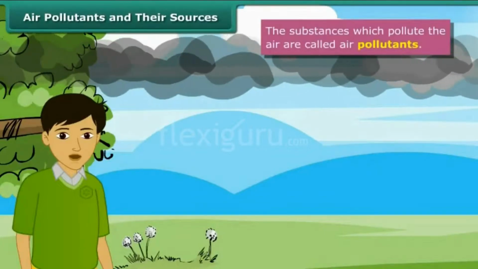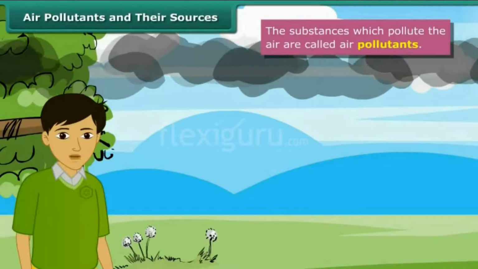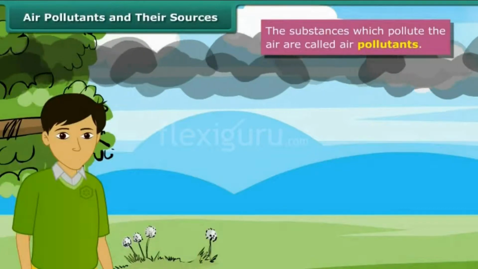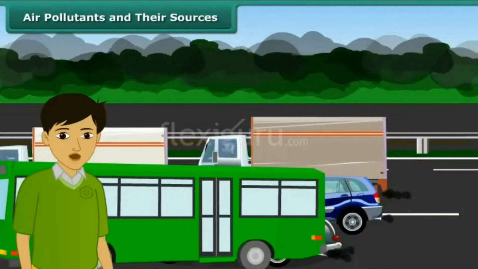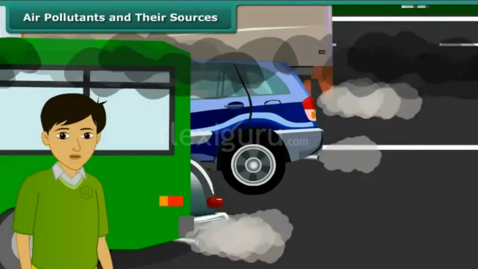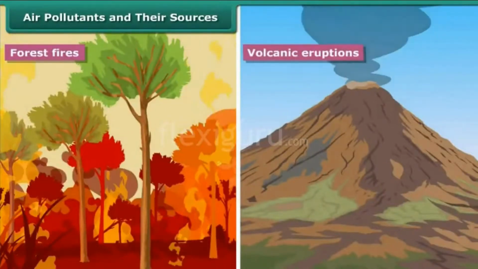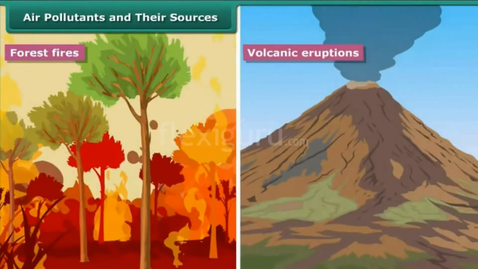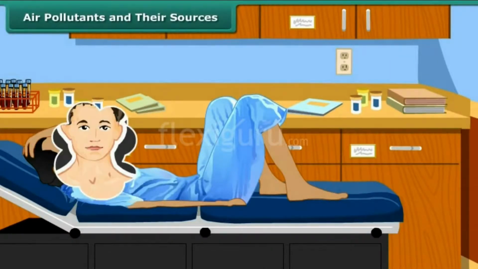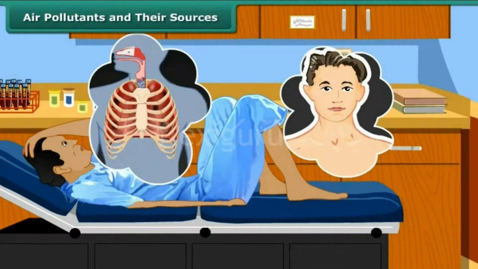Which substances pollute air? Carbon dioxide, sulfur dioxide, nitrogen dioxide, and carbon monoxide. These are often released by the engines of vehicles like trucks and buses. Sometimes they come from natural sources like smoke and dust, arising from forest fires or volcanic eruptions. These gases can make healthy people sick, and sick people even worse. They affect your eyes and throat, and in some cases they can permanently damage your lungs and even cause cancer.